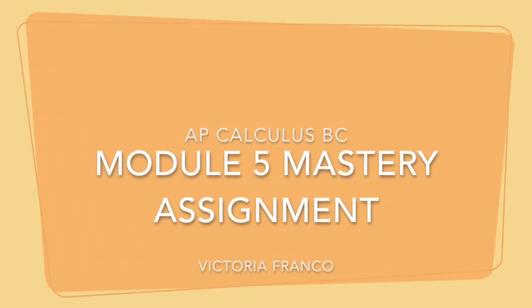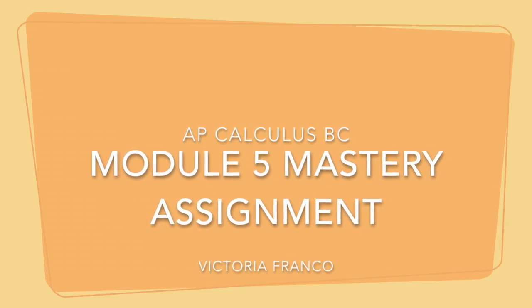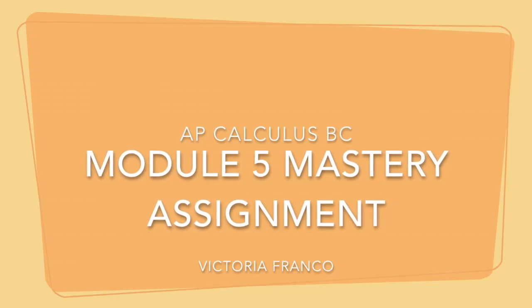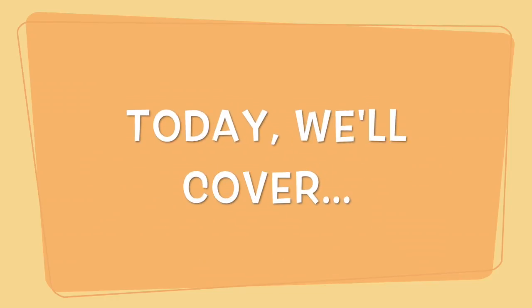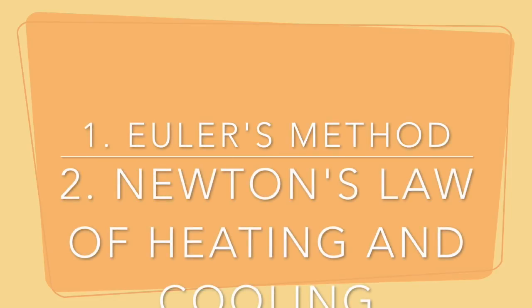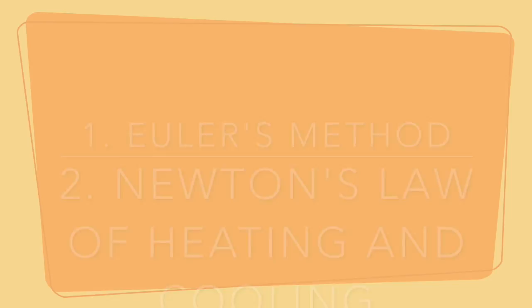Okay, so today we're doing Module 5 for AP Calculus BC, and we're going to be covering two topics that will most likely show up on the AP Calculus BC exam, which are Euler's method and Newton's law of heating and cooling. So let's go ahead and get started with Euler's method.